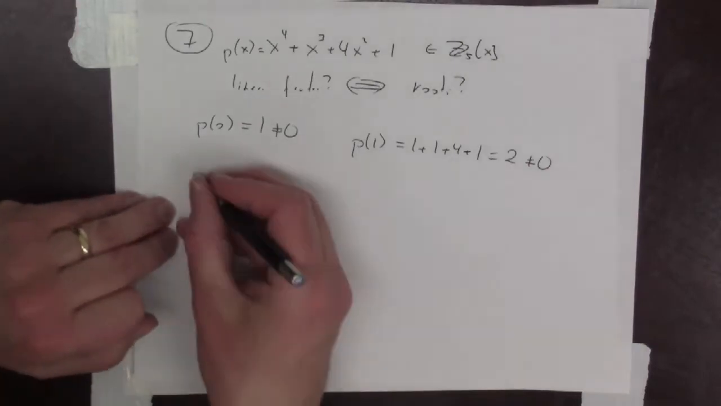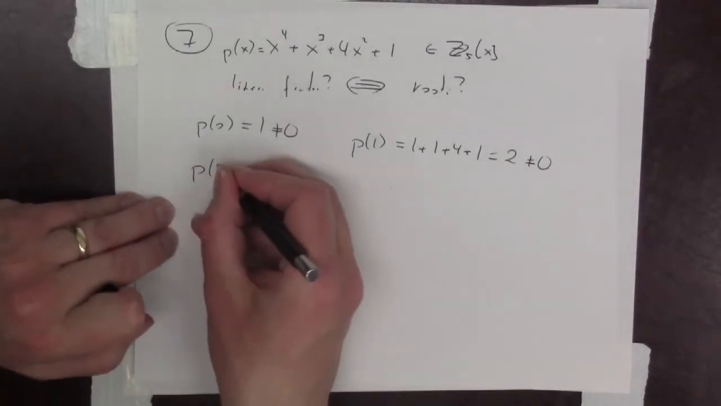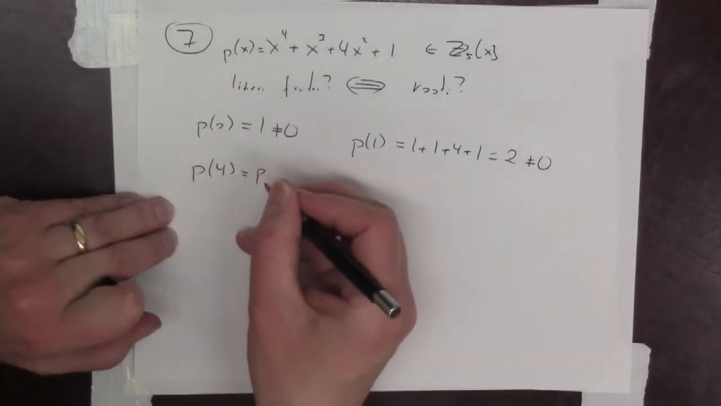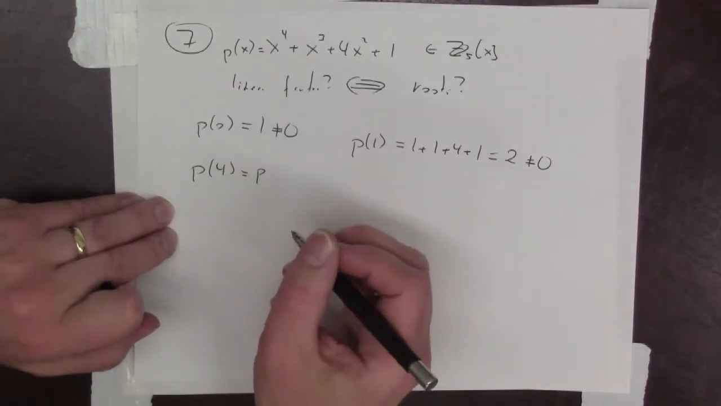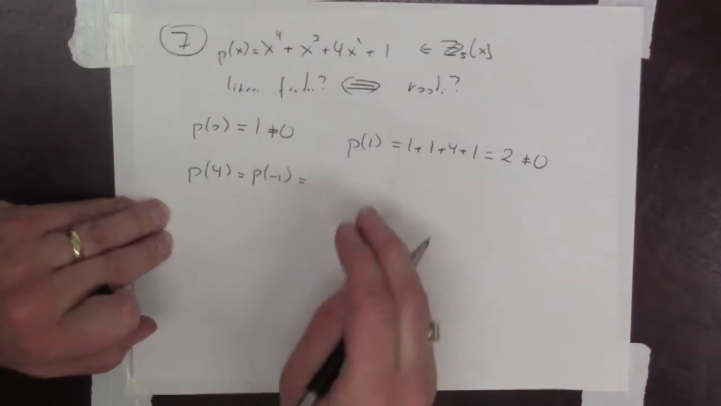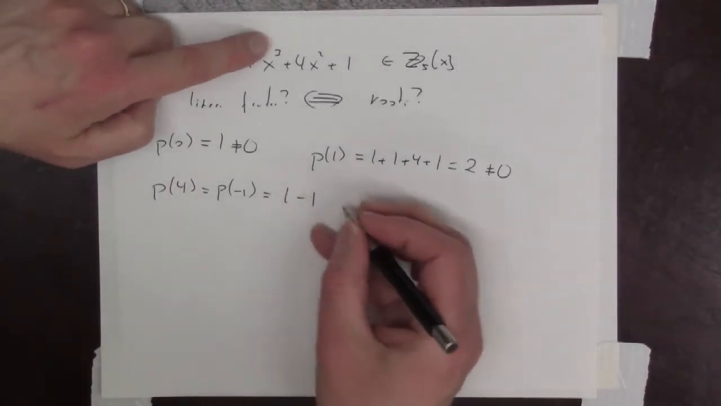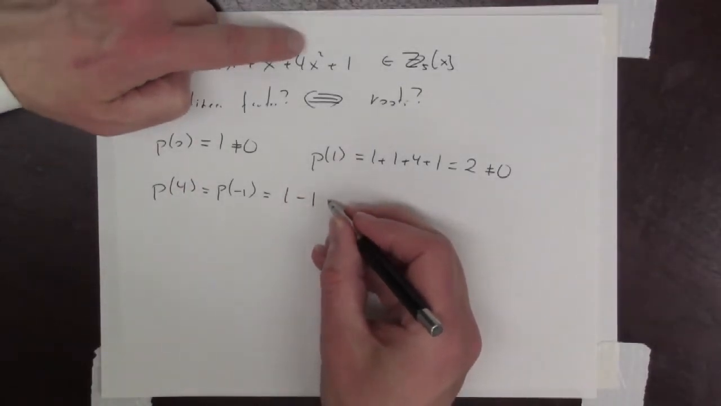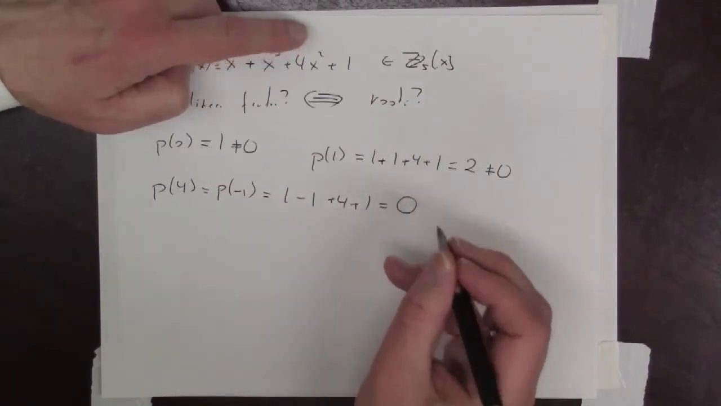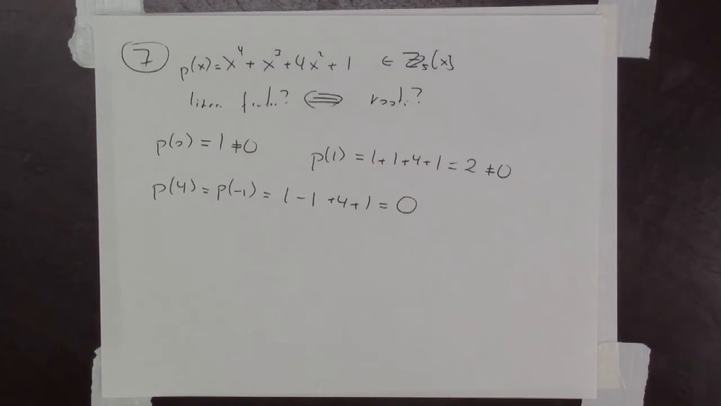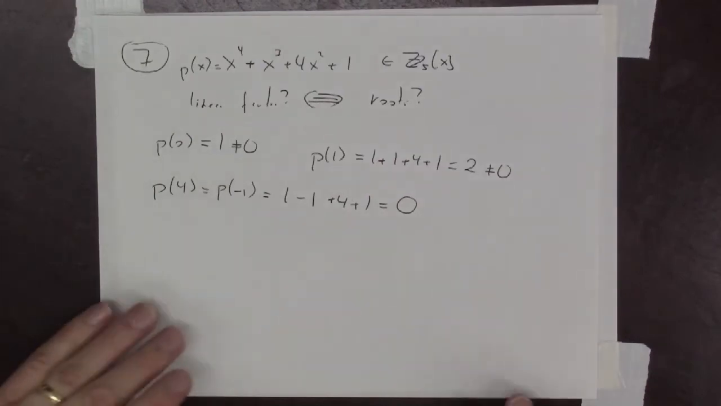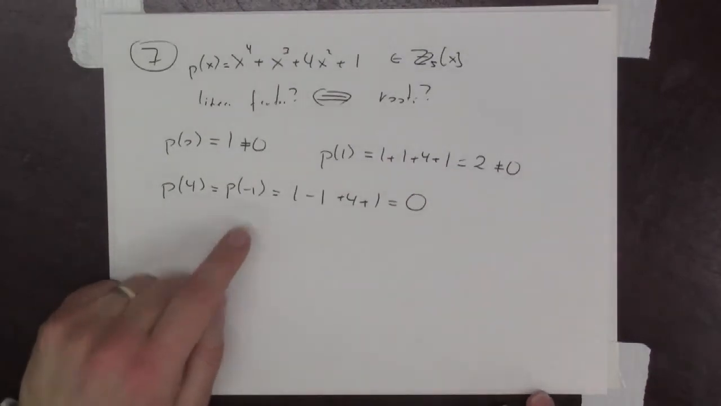Let's do the next easy one to do. That's actually P of 4, but remember 4 is equal to minus 1. That makes it easy to do now. It means I get 1 minus 1 plus 4 plus 1. This is equal to 0. 4 is a root. Aha! Or rather, minus 1 is a root.